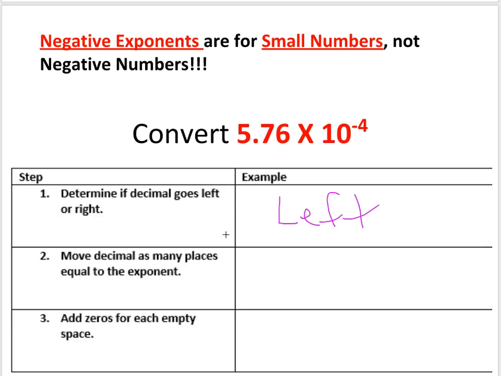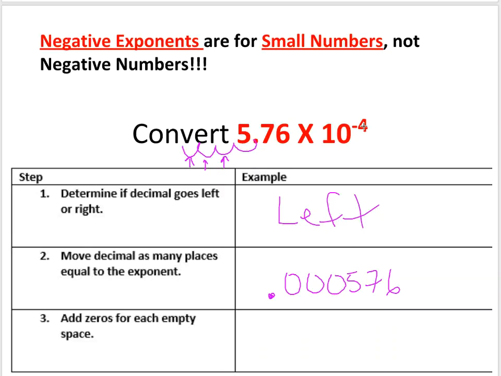Step 2, move the decimal as many places as the exponent says. So it says to the minus 4, so we're going to move 4 spots. So when we do that, we're going to go 1, 2, 3, 4, and we're going to end up with 3 little swooshes that don't have numbers in them. And I bet you can guess what's going to go there. And if you're guessing zeros, you are exactly right. So we're going to have a decimal with 3 zeros and then our number, 5, 7, 6.